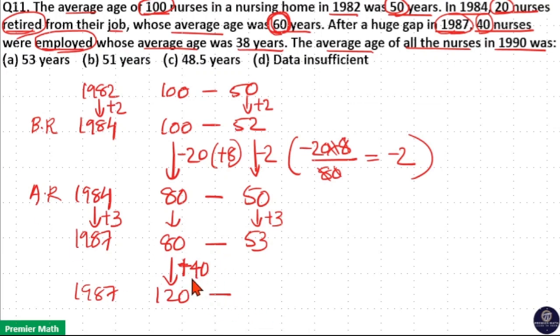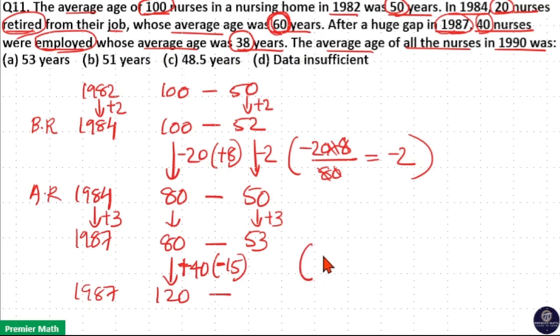Here 40 people have joined, and their average age was 38 years. But the previous average was 53. So 38 is 15 less than 53. So there is a minus 15 change here. And this 40 into minus 15, that is 40 into 15, 600, should be distributed to the total number of people, 120.